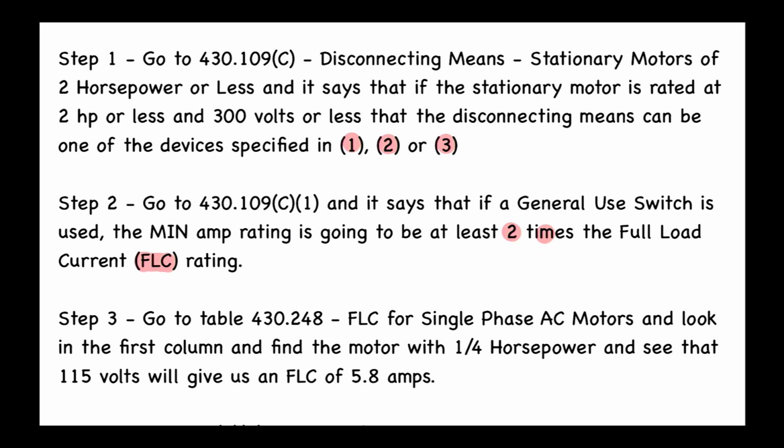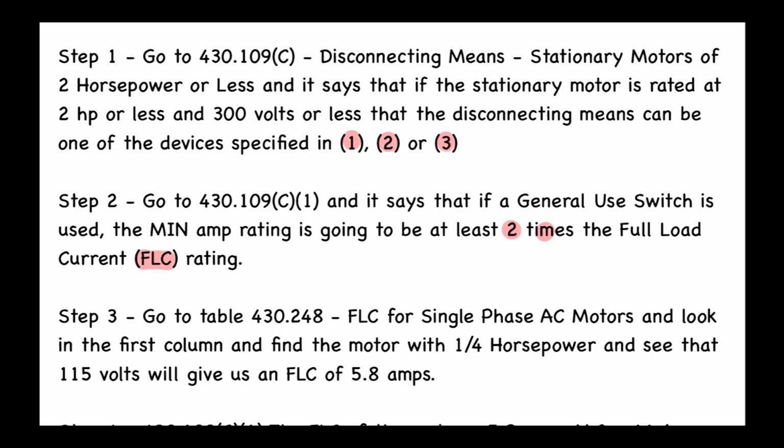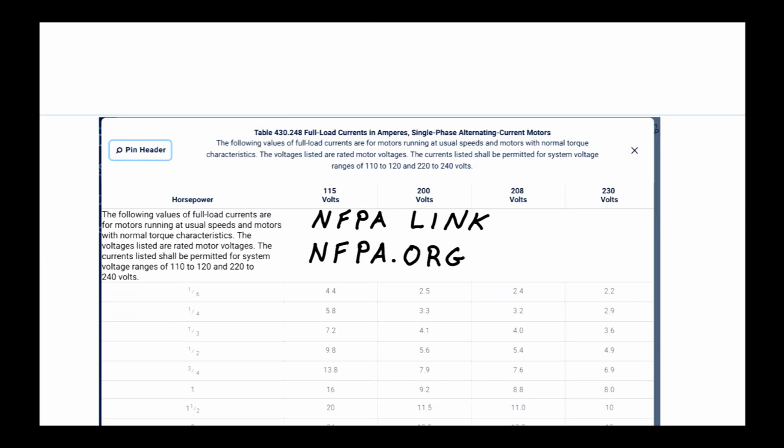Step number 3, let's go to Table 430.248. FLC, again, that's for full load current for single phase AC motors. Look in the first column and find the motor with 1/4 horsepower, and see that 115 volts gives us an FLC, full load current, of 5.8 amps. All right, and let's take a look at Table 430.248, and here it is.